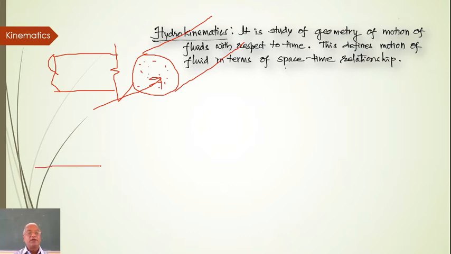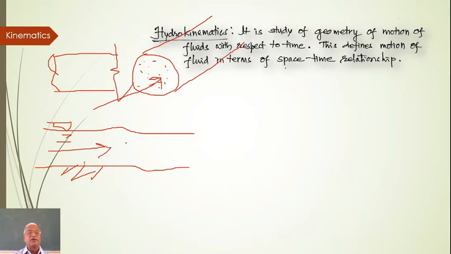Another example would be, suppose there is a river flow. If this is the base of the river and then the flow is occurring, the top surface of the flow is like this, and then the flow is occurring with this. So there may be surface undulating here and there, the depth is changing here and there, the velocities are differing here and there. So all these matters will be studied in hydrokinematics. So it is drastically different from rigid body kinematics.